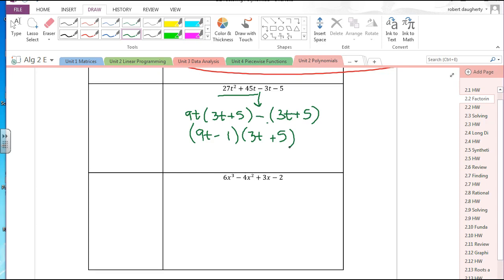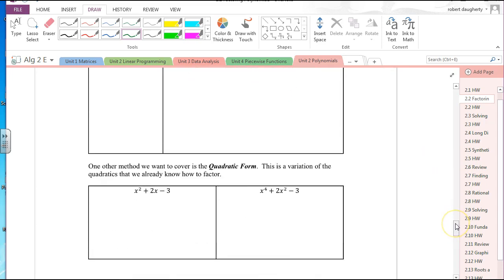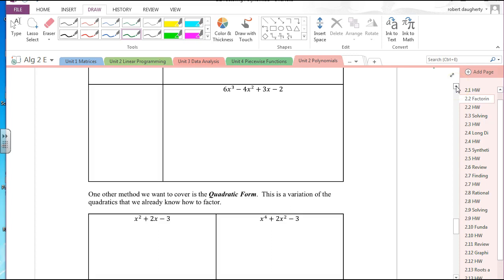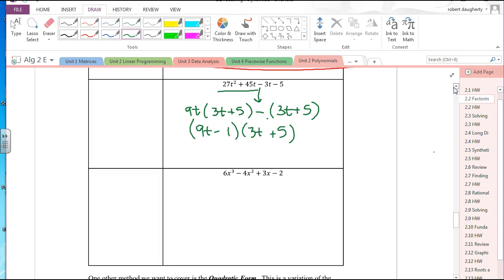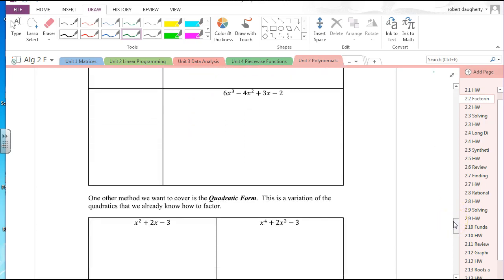What about the next one? Yeah, grouping. It's 4 terms. There's no greatest common factor. Look at the first. 3 what? 3t plus 1, 3t minus. Okay, yeah. There's not a difference of squares. So this one, 4 terms, no greatest common factor. The only thing you have is grouping.